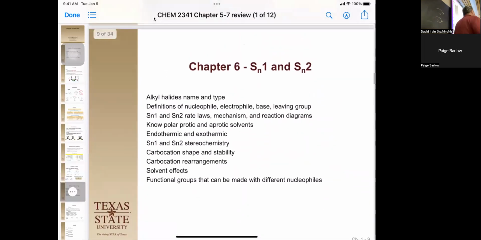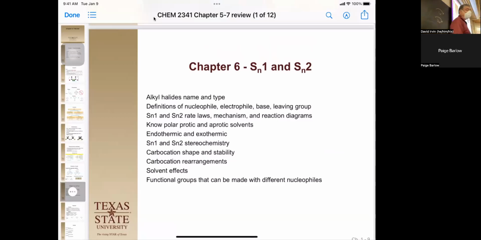All right, so that brings us to chapter 6. Now, technically in the book, chapter 6 was just SN1 and SN2, but I included E1 and E2 because I wanted to compare and contrast the mechanisms. So I'm going to go through this first and then hit the second one second.